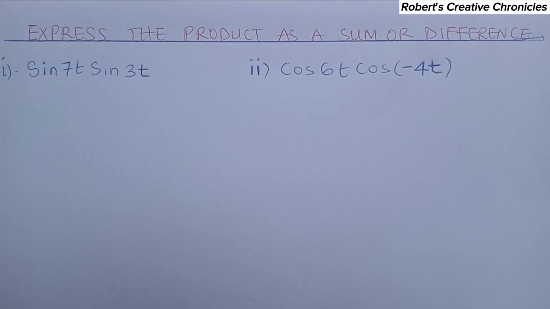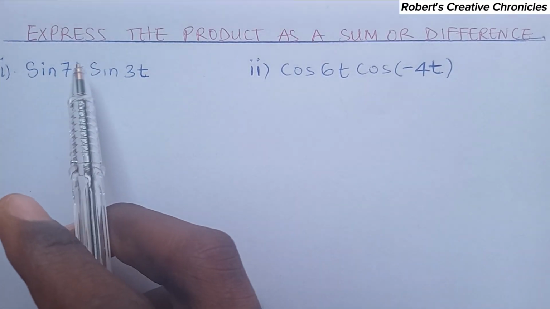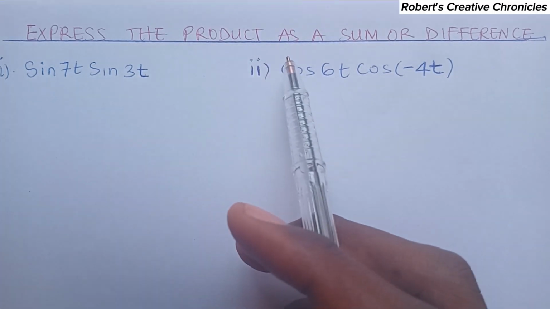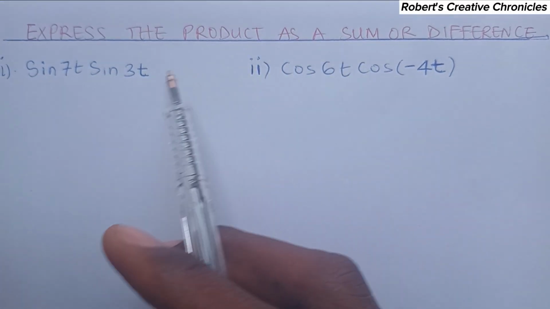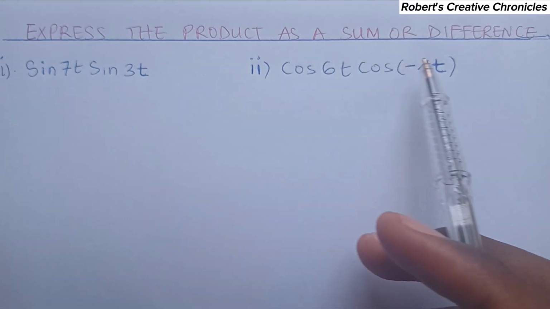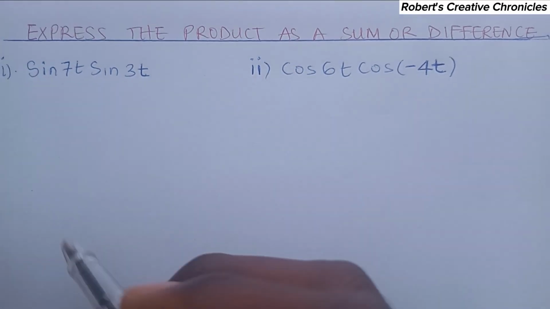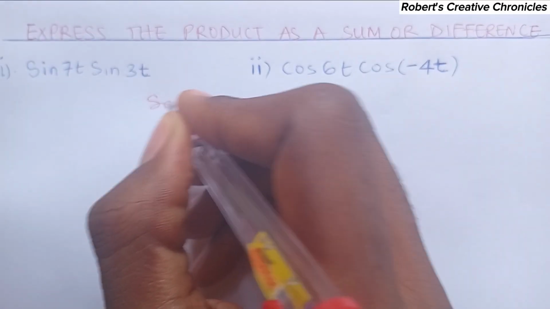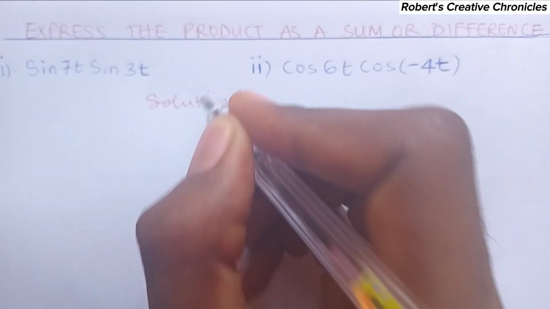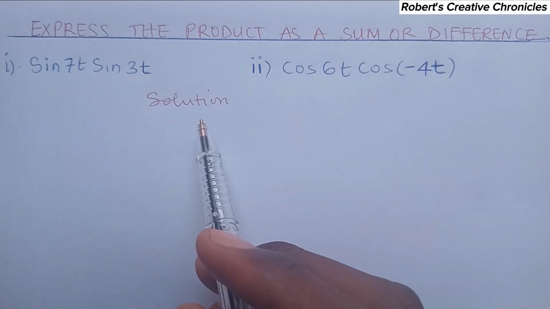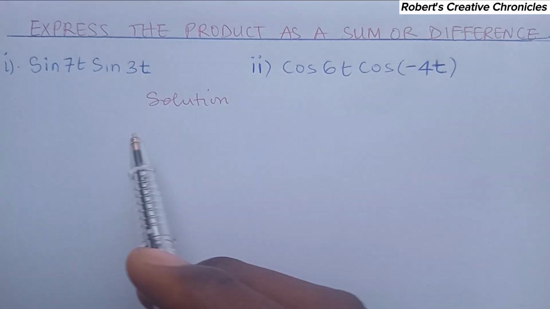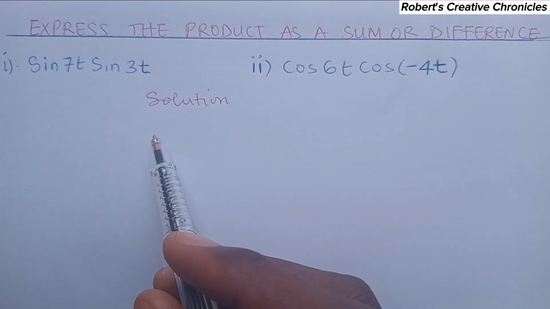So today, we'll be solving this question, which states: express the product as a sum or difference. So these are the two products. So, solution. Now these two products will be expressed as a sum or difference using factor formulas.